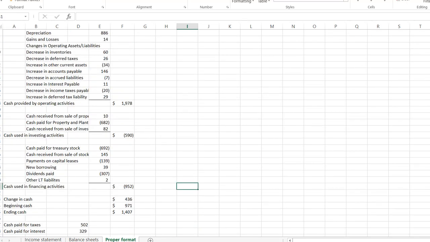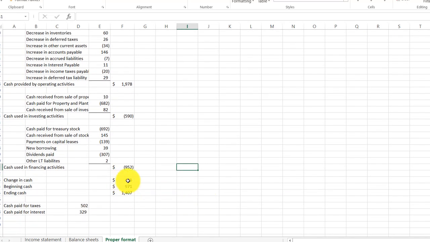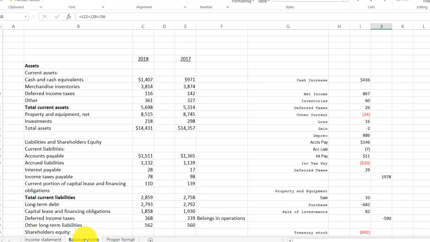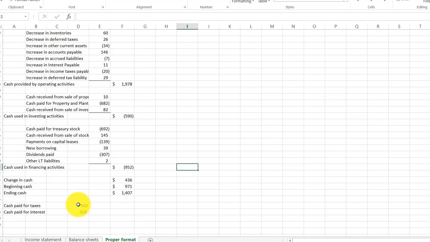Not forgetting the bottom where we have the change in cash, 436, started with 971, ended with 1407. Disclosures: cash paid for taxes, 502. That's the provision for taxes or the income tax expense, and the change in income tax payable. So we paid the tax expense plus we reduced our liability. So that's how we got that.